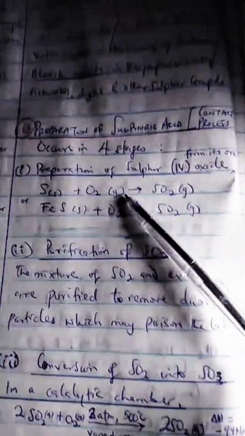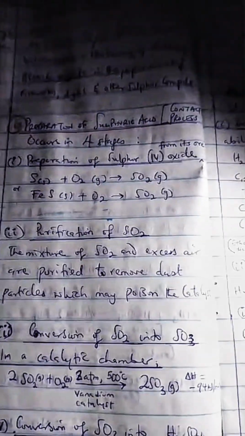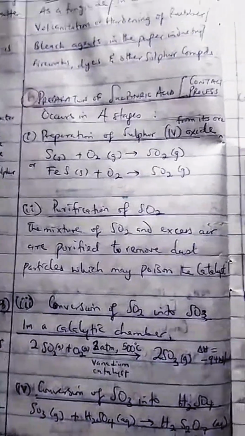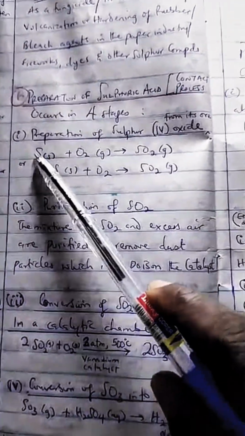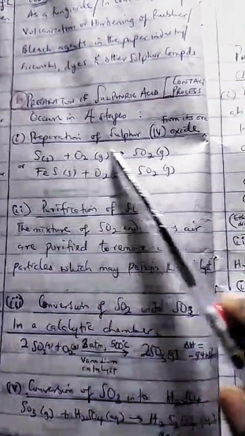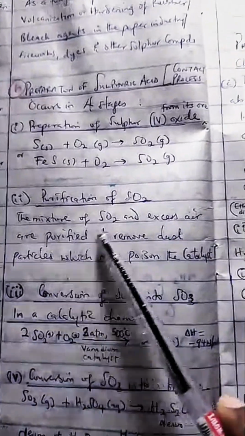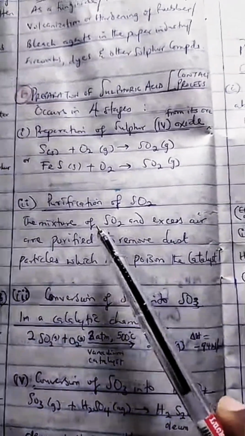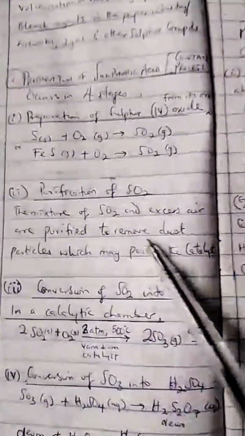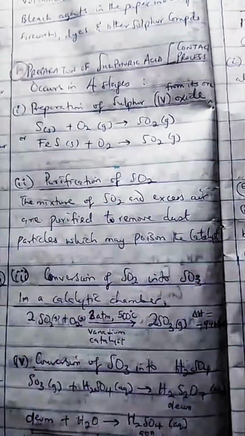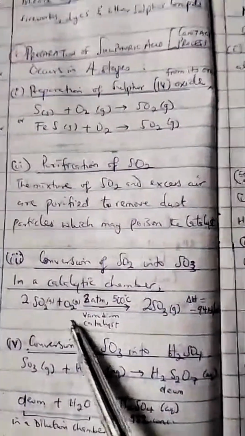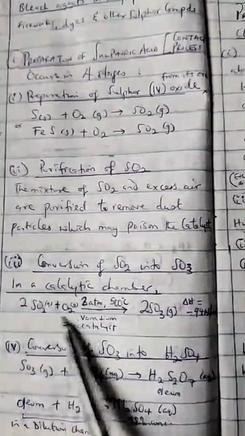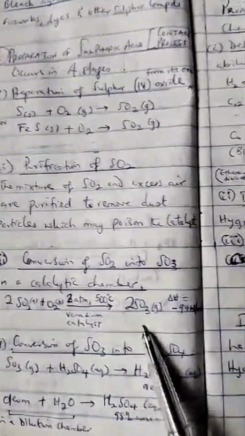So just to recap, we have the 4 stages in the contact process. First of all, we get the raw sulfur and convert the raw sulfur into sulfur 4 oxide. Then the sulfur 4 oxide is purified to remove dust particles, which may poison the catalyst in the third stage. The catalyst in the third stage is vanadium catalyst, and it's used to speed up the rate of reaction of the conversion of sulfur 4 oxide into sulfur 6 oxide.